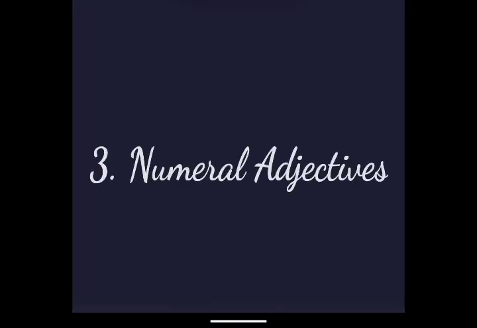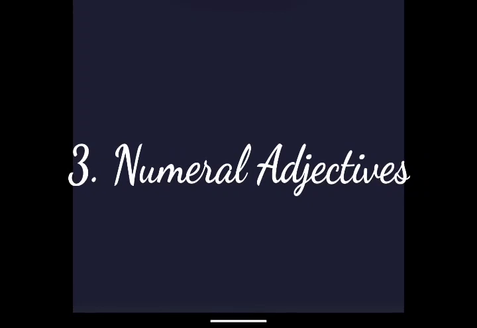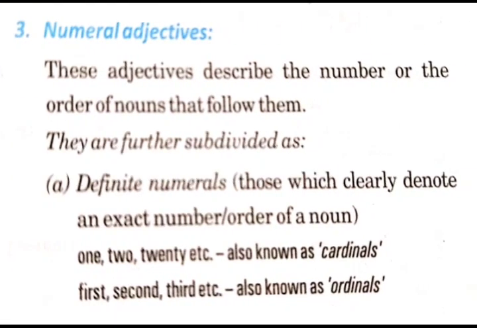Now we have the third type of adjectives, that are numeral adjectives. So students, as you can see from the name, numeral stand for number. So these adjectives describe the number or the order of that noun. Order means position, we can say. Okay. Numeral adjectives are further of three types. First is definite numerals. Definite means fixed. So these clearly denote the exact number or the order of noun. Means they are very clear. 1, 2, 3, 4, or we can say first, second, third, fourth. When we have exact number, then we have definite numerals.